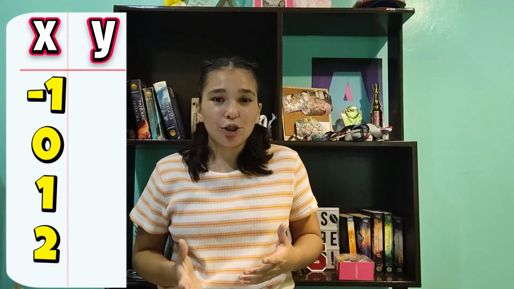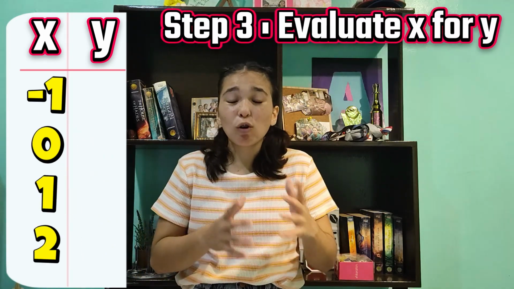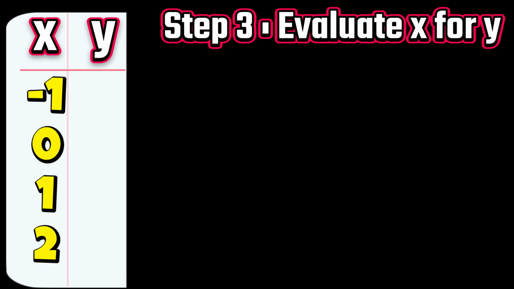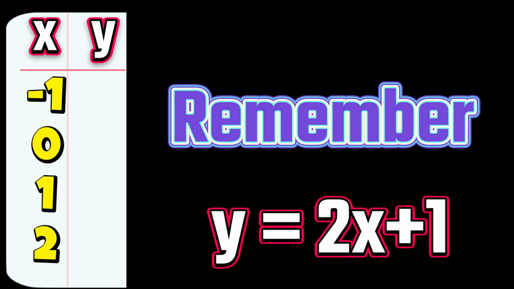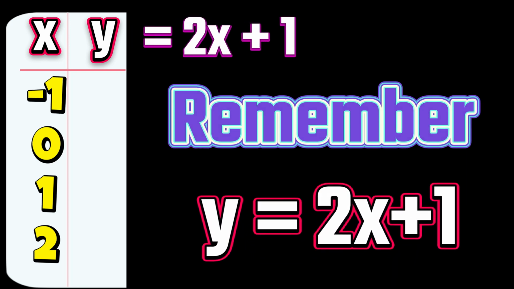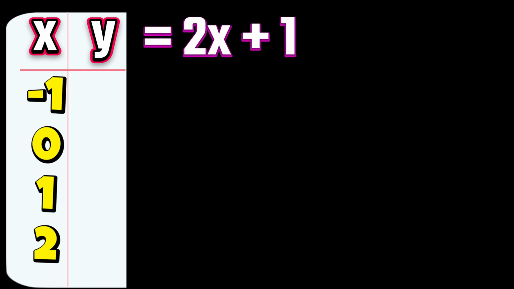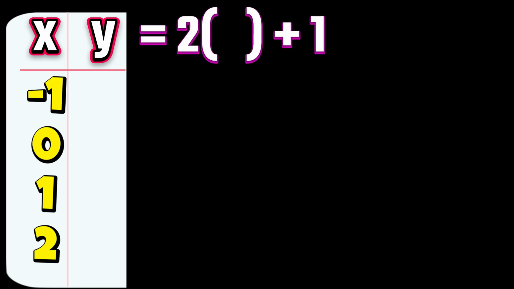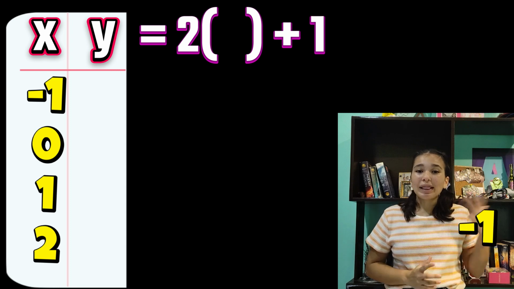So the next thing we're going to be doing is atong evaluate for y ang atong x values na atong gipili. So, para maka-find out taon sa ang mga y, you just have to remember na ang y equals siya sa 2x plus 1. So, to find y, take out ang x and ibutang ang mga values na atong gipili para sa x. So let's start with -1.